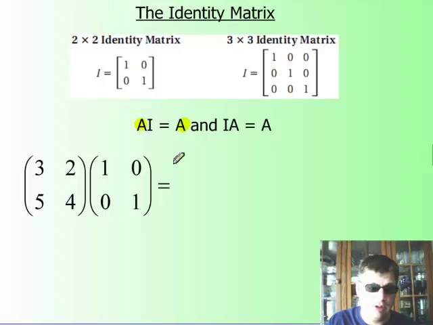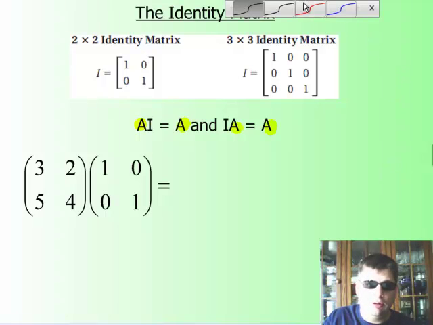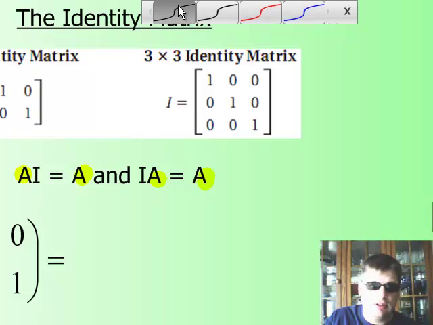So in other words, it's just like multiplying by the number 1 when dealing with real numbers, except this is the matrix version of that. And conversely, we can multiply I with A and still get A. But don't take my word for it. Let's actually take a look at this and see how it works.